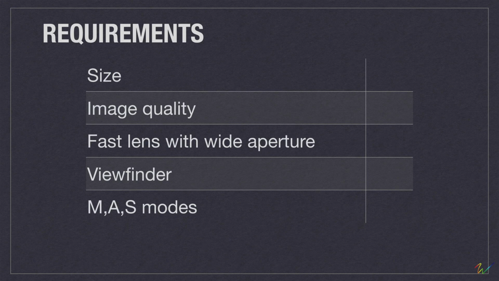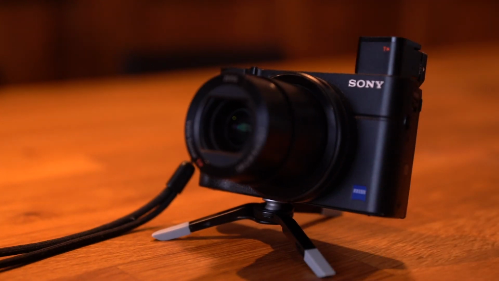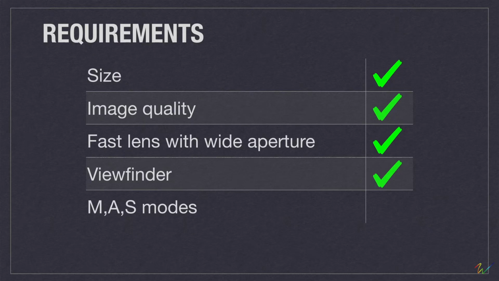Now, how does the RX100 Mark III stack up? Well, for size, it's a nice small pocketable camera. It's got great image quality on that 1-inch sensor. The f1.8 to 2.8 lens on a 1-inch sensor is very, very good. You can get some great bokeh effects. And the range of 24mm to 70mm is adequate for what I'm doing. It's got a great viewfinder that you can hide away, and full modes for manual, aperture priority, and shutter speed priority.